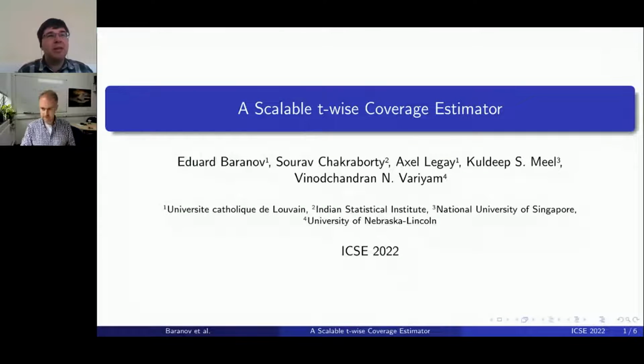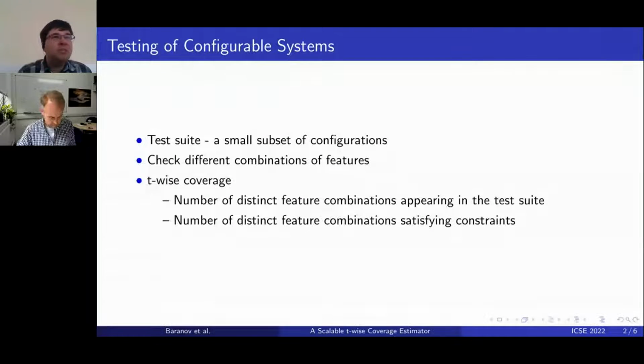Hello, everyone. My name is Eduard Baranov, and our work is called a Scalable Coverage Estimator. It's a joint work with my colleagues around the world: Saurav, Axel, Kuldeep, and Vinod. We return to configurable systems and their testing. When we want to test them, it's obviously not enough to test a single configuration, a single system. But at the same time, it's not feasible to test all of them. Their number could be immense. Therefore, we are limited to testing a small subset of configurations. And what do we want to see there? Usually, we want to see different features, how they interact with each other.